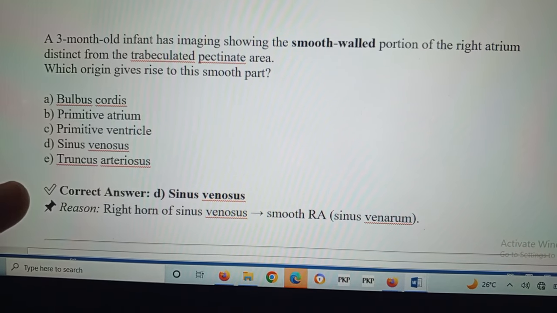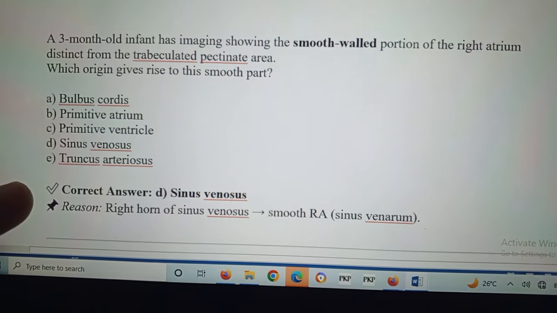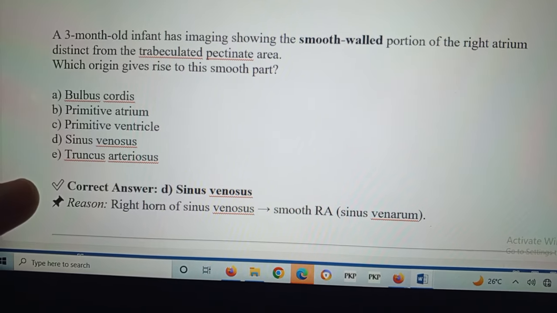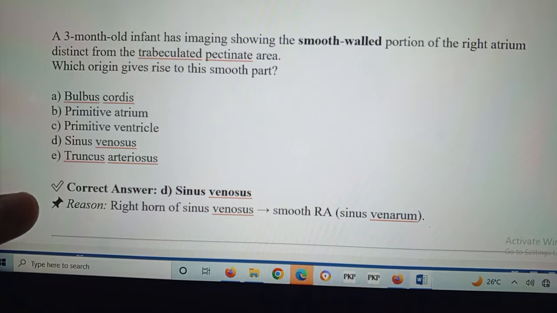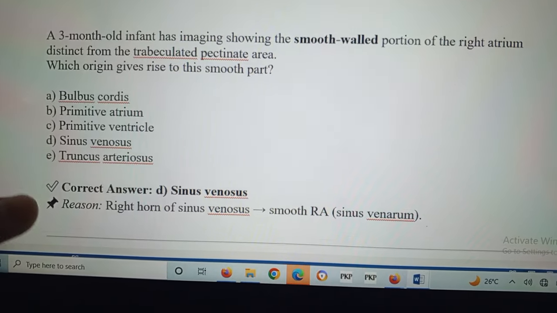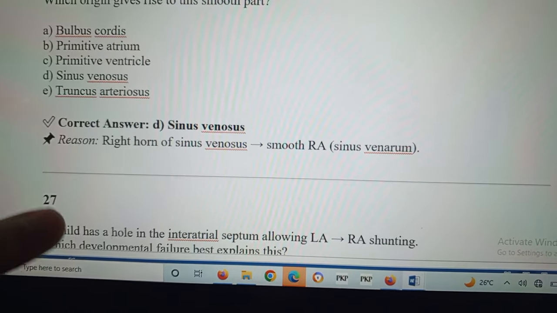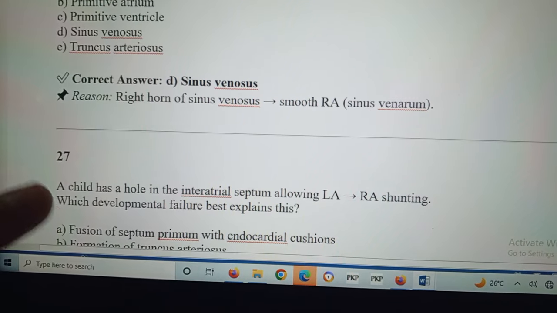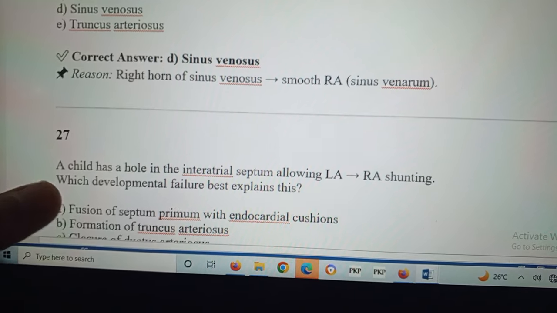A 3-month-old infant has imaging showing smooth walled portion of the right atrium distinct from the trabeculated pectinate area. Which origin gives rise to this smooth part? Sinus venosus. Right horn of the sinus venosus forms the smooth right atrium, sinus venarum.